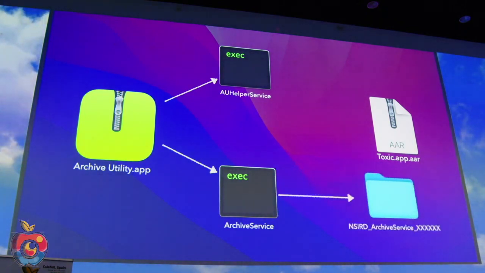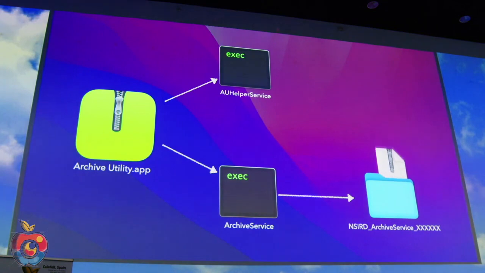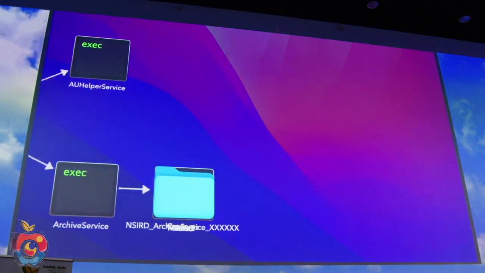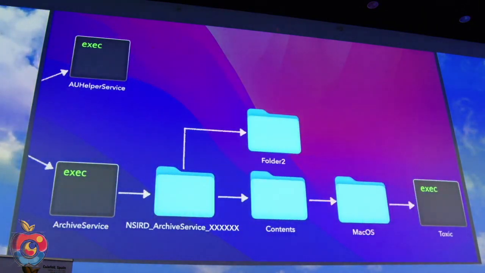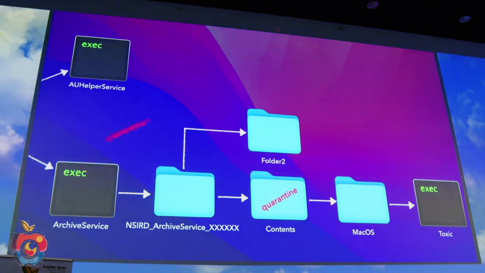Archive Service is responsible for creating the temporary directory. Then it begins to unarchive everything into that temporary directory. Next, Archive Service goes through the recursive contents of the directory and applies the quarantine attribute to each folder and executable under it. And notice here it did not apply the quarantine attribute to the temporary directory itself.